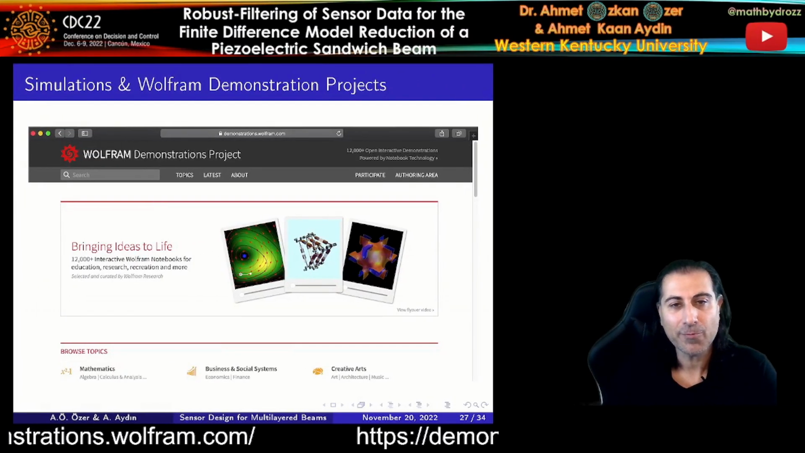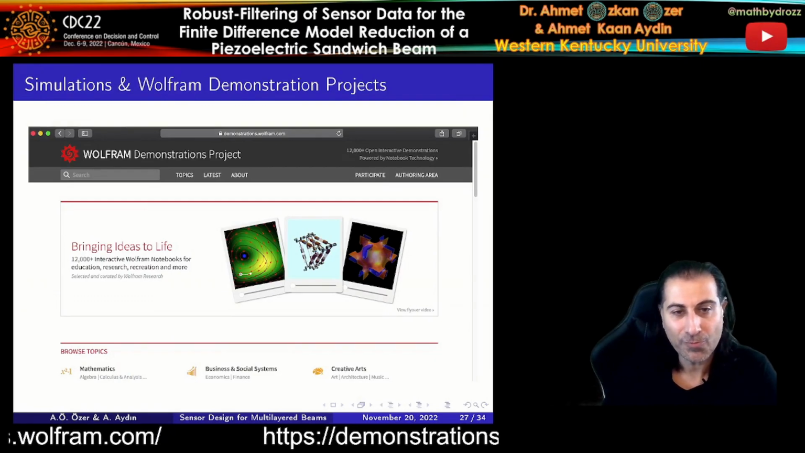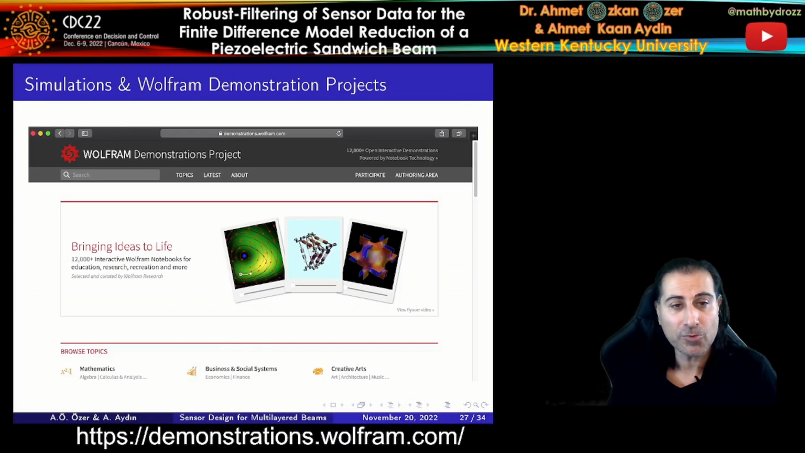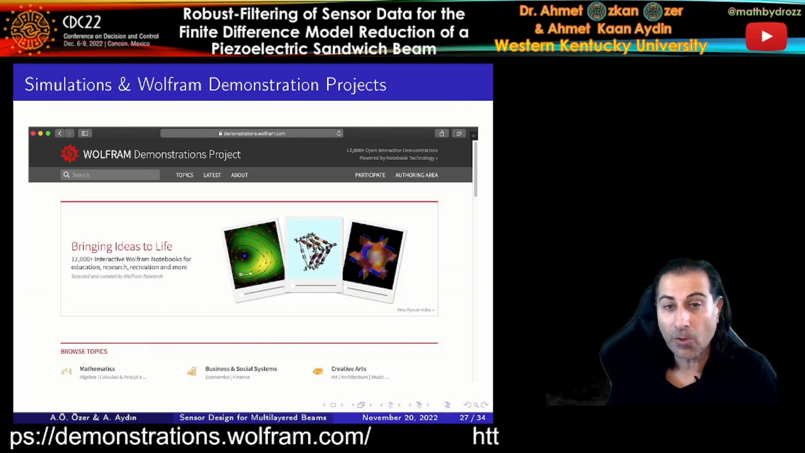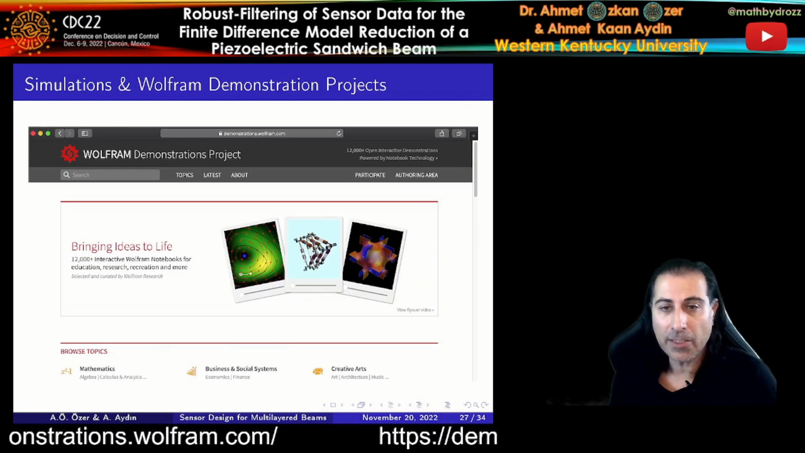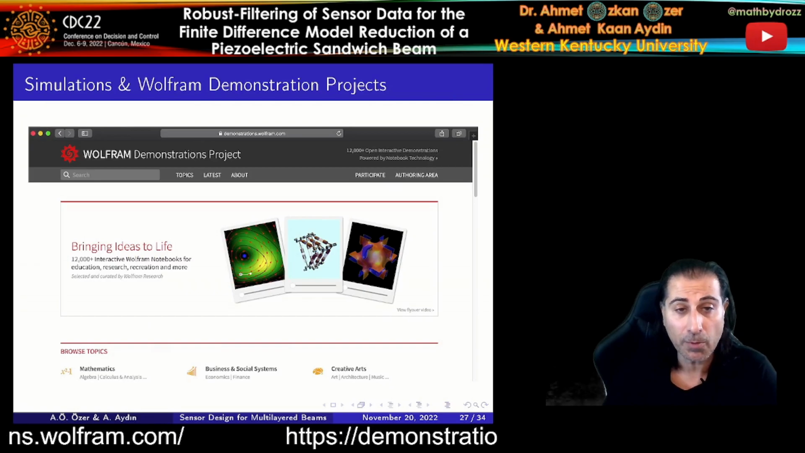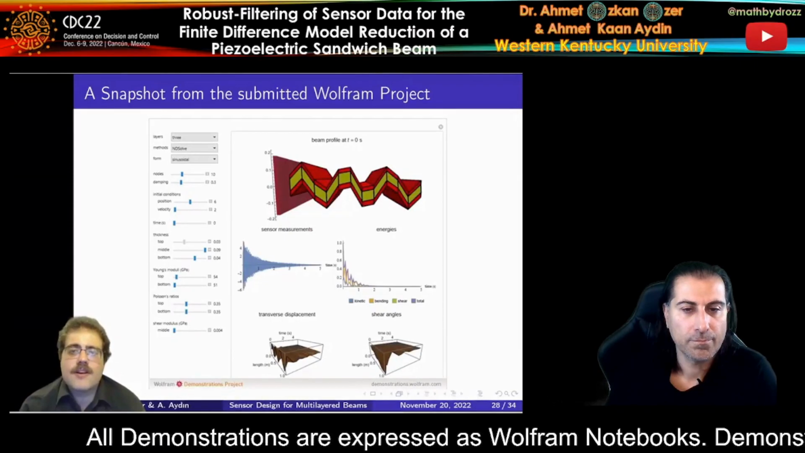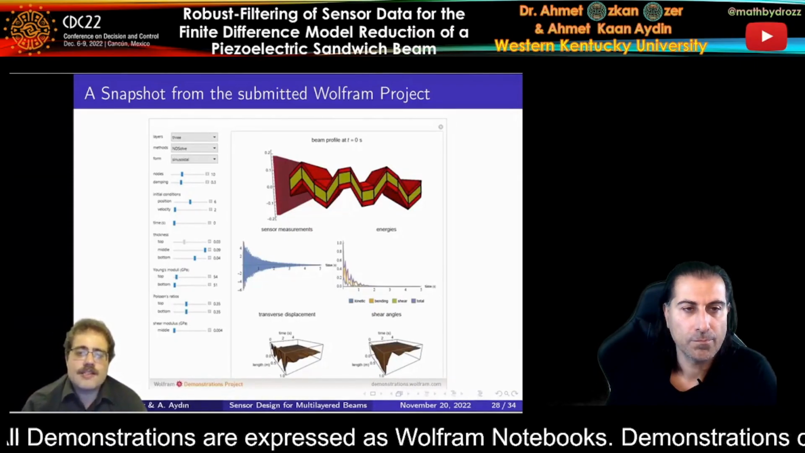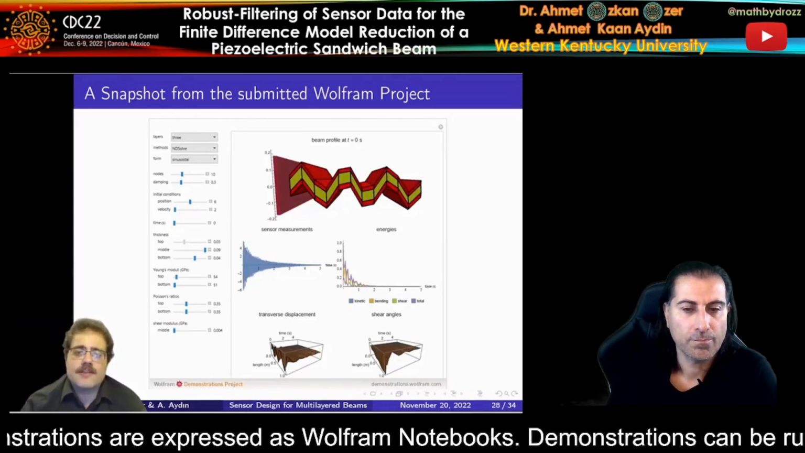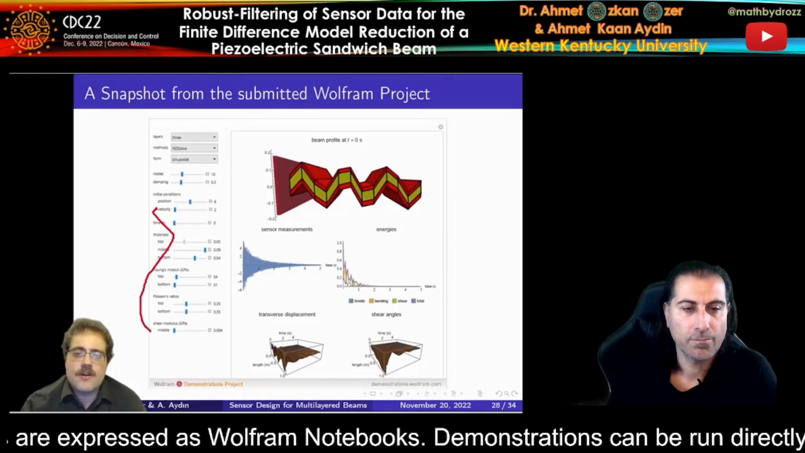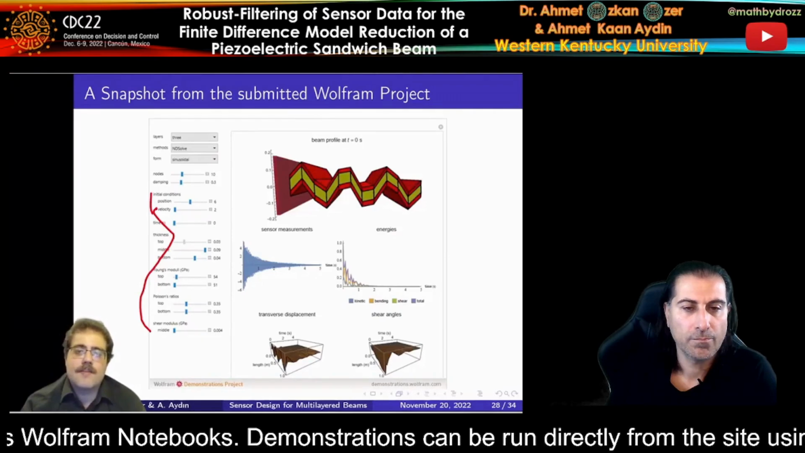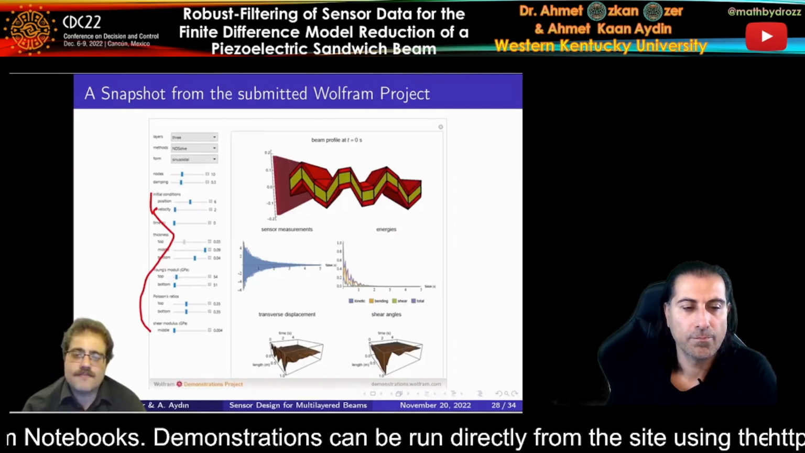One of the aspects of our research is to demonstrate our findings in real-world applications, and Wolfram allows us to do that. The Wolfram Demonstrations Project site already has more than 12,000 interactive demonstrations, and we have already published several of them. Here you see a snapshot from one of our published projects for the cantilevered beam. As you can see, the user can choose the physical parameters of the system very freely. Moreover, these demonstrations are done for different choices of the initial conditions, methods, and layers as well.